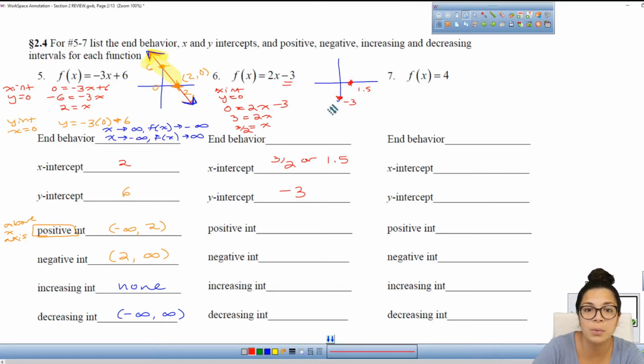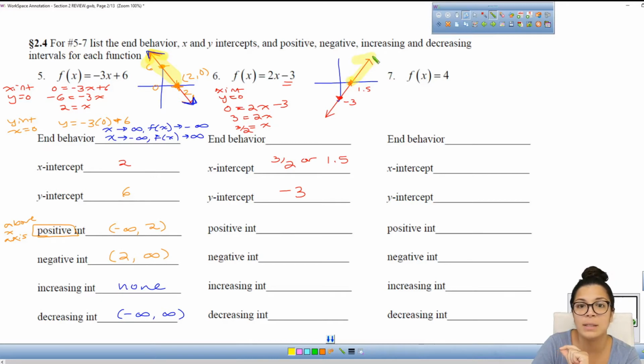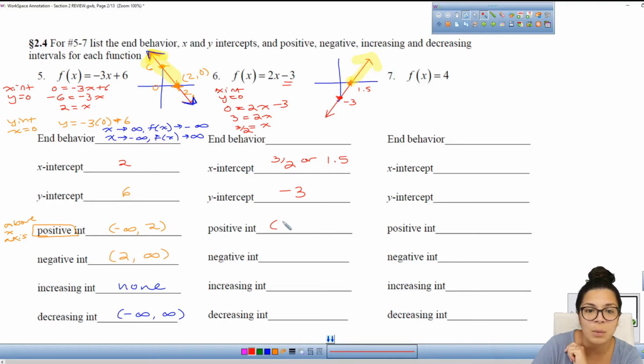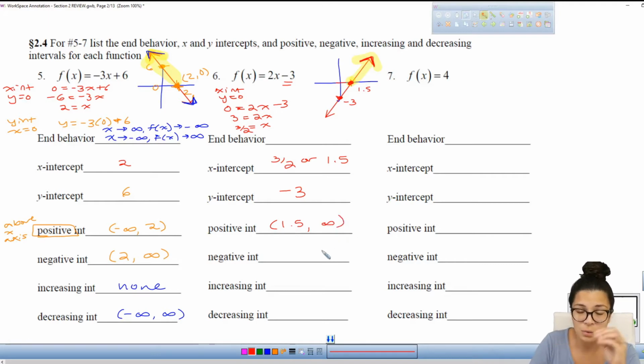So if I connect those two with a line, there's my rough sketch of this linear function. Now, the positive interval, the piece that is above the x-axis, notice it starts at 1.5 and then you continue on to the arrow to the right. That's the part that is above. So that starts at 1.5, not including 1.5 because the y value at 1.5 is 0. And then it goes all the way to the right till the arrow. So it continues on the right hand side being a positive y value. So that positive interval will go to infinity.